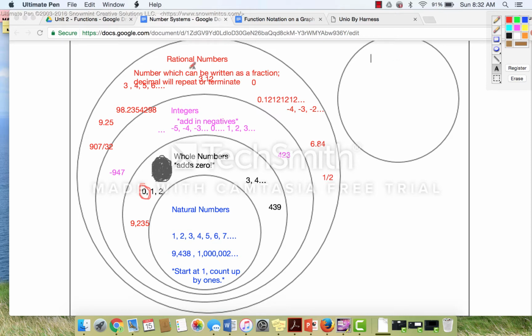If these are rational, so all of these numbers are rational, the integers, the whole, the natural. The other kind of number that we have are irrational numbers. And if rational numbers, their whole definition is that they can be written as a fraction and their decimal repeats or terminates. Irrational numbers cannot be written as a fraction. Their decimal doesn't repeat the same pattern or end. So something like pi.